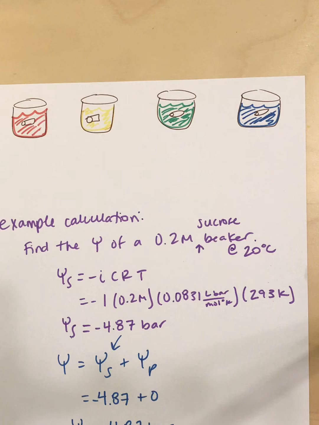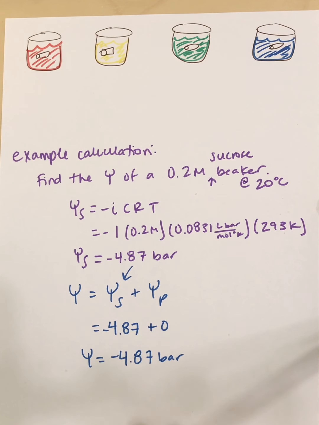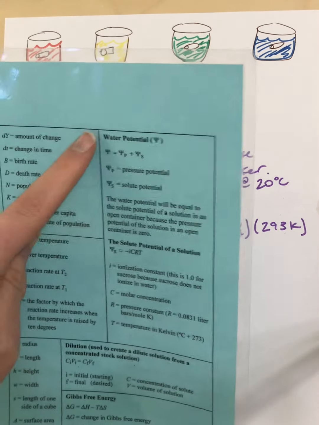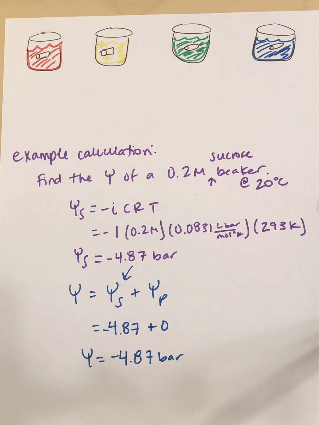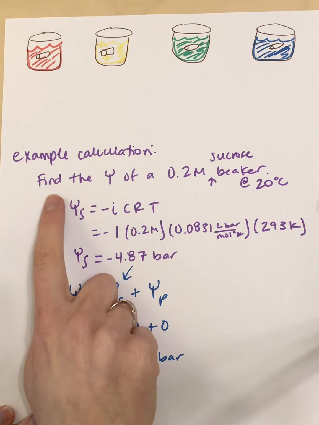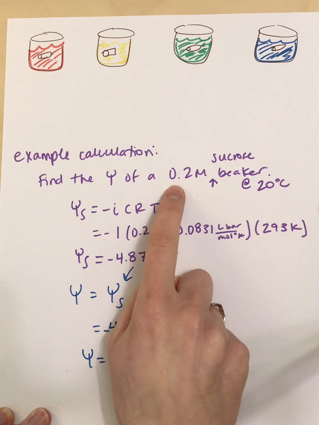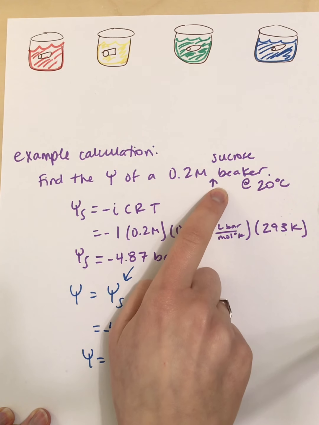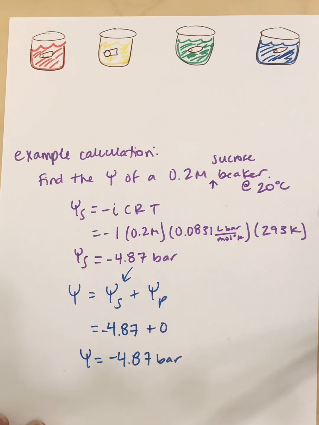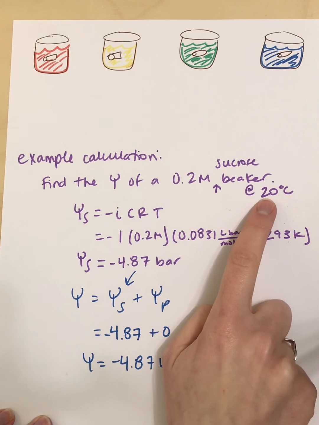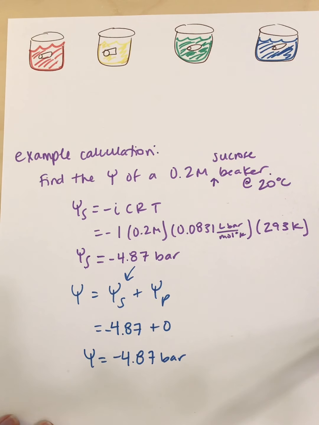Okay, so hopefully you remember that lab a little bit. And I'm going to show you an example of a calculation we could have done from that lab using the two equations for water potential and solute potential that are on your formula sheet. So you could have been asked, for example, to find the water potential of a 2 molar sucrose solution at 20 degrees Celsius, because that's about the temperature that our room was.